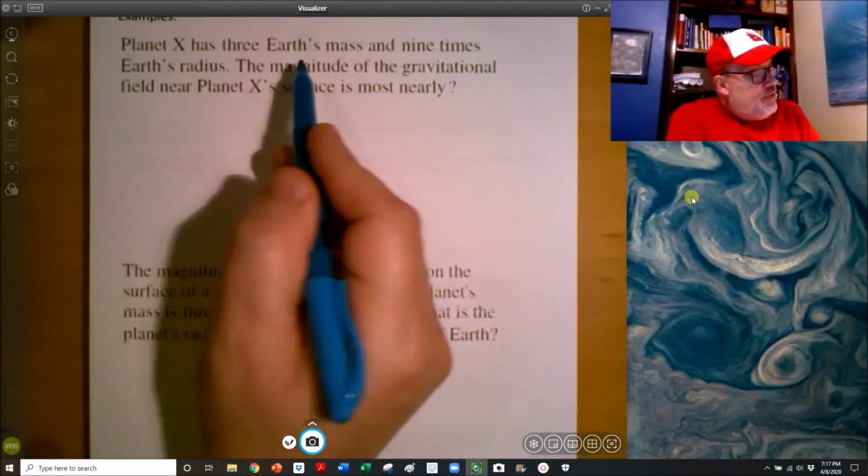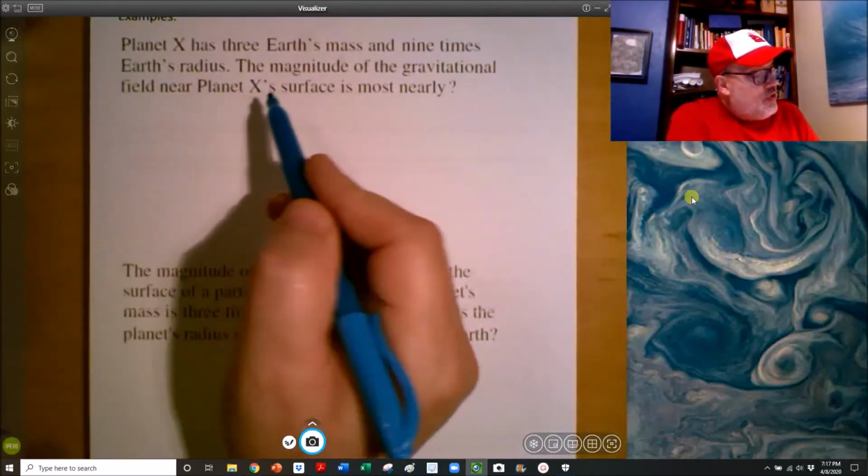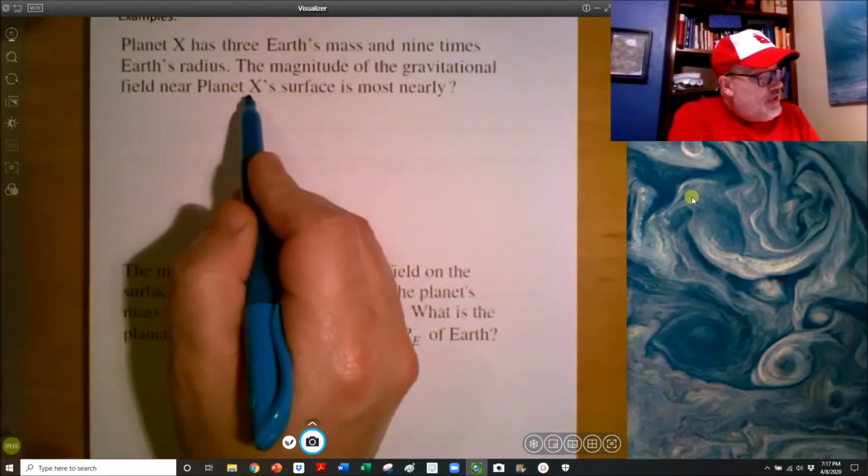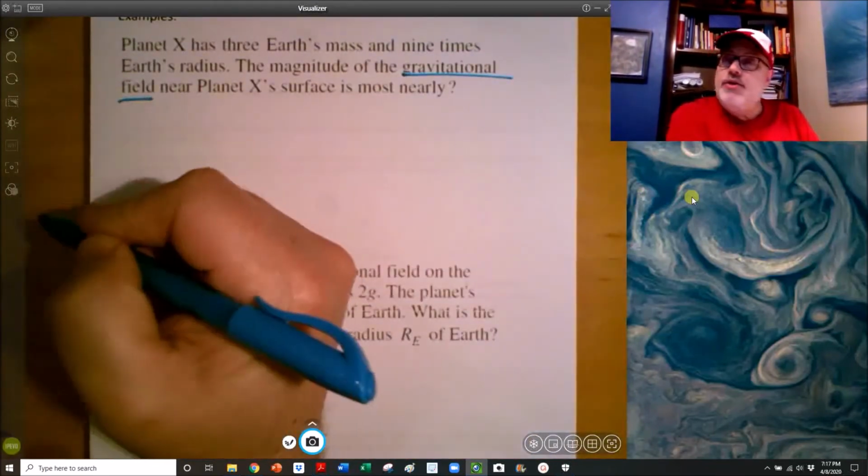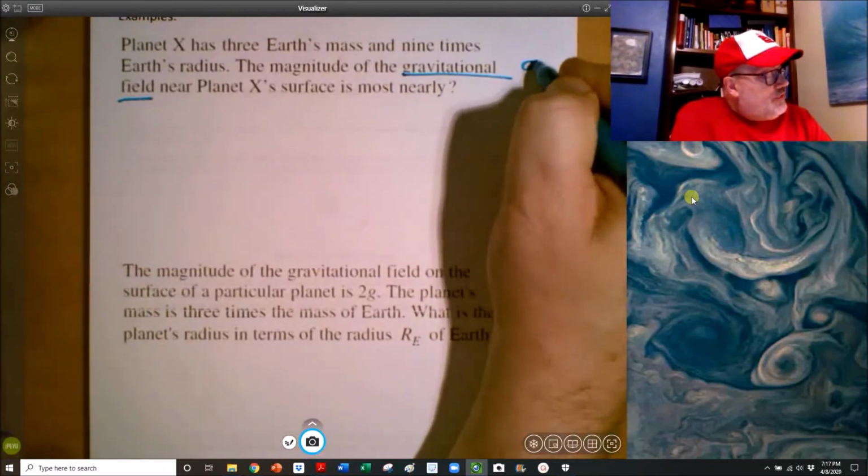Planet X has 3 times the mass and 9 times the radius of Earth. The magnitude of the gravitational field. What the heck is gravitational field, everybody? Do you remember? That is just little g.